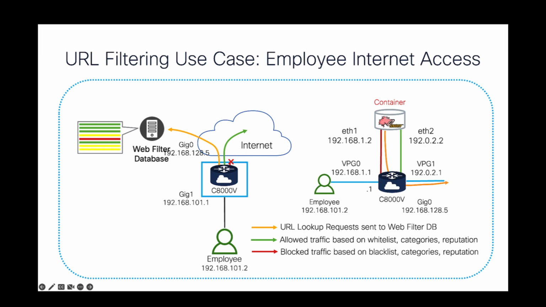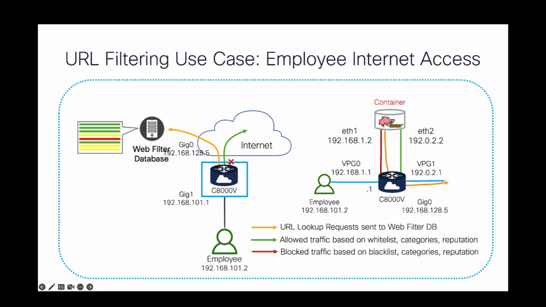A common use case for URL filtering is employee internet access. In this example, let's say that we have an enterprise branch location with direct internet access. Without proper security policies, the branch may be at risk of cybersecurity threats when employees or guests navigate to unknown malicious websites that can cause harm. We can deploy URL filtering on our virtual branch router such as the Catalyst 8000V to inspect outgoing traffic for any URLs or domains known as potential risks.